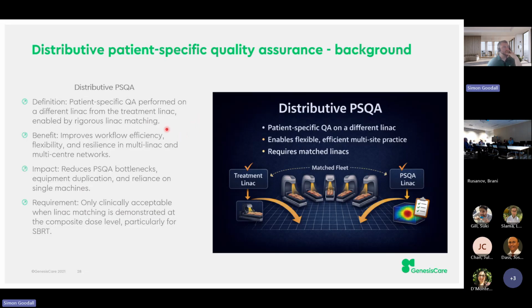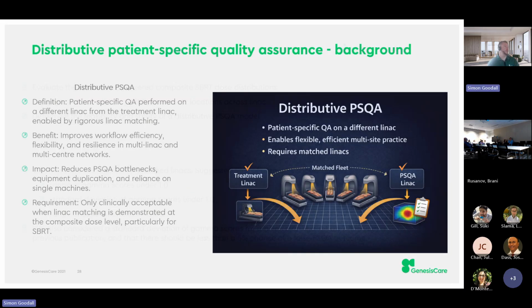It improves our workflow efficiency, improves our flexibility and resilience if linacs go down or get damaged. It also means if someone isn't available at a regional site, or if one piece of equipment breaks or we don't have as many pieces of equipment as ideal, we can still get patients treated in a good amount of time that's beneficial for them.